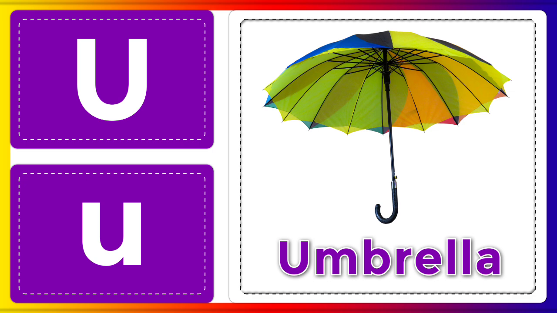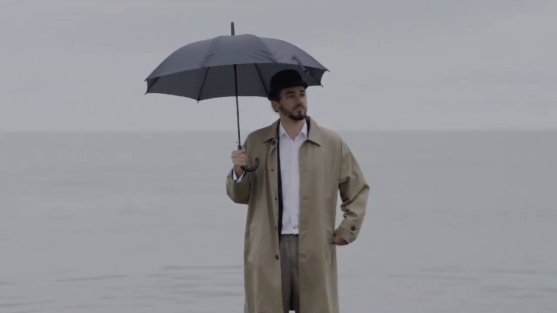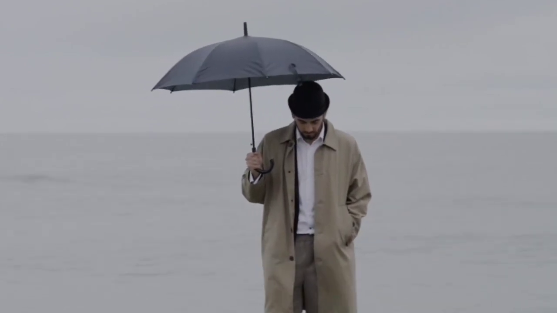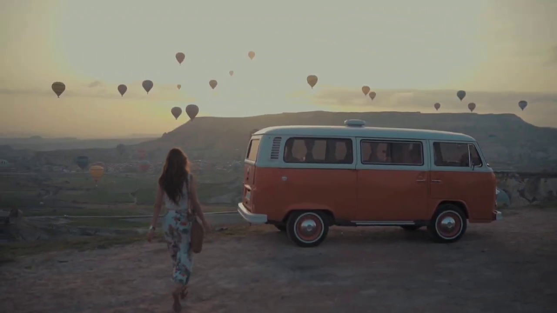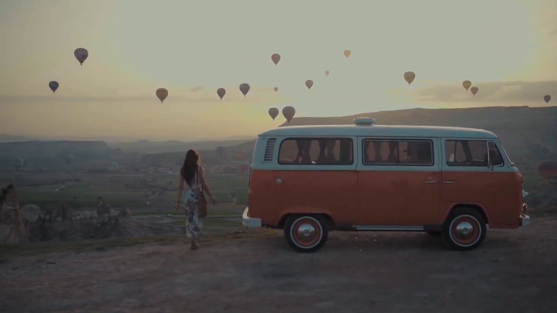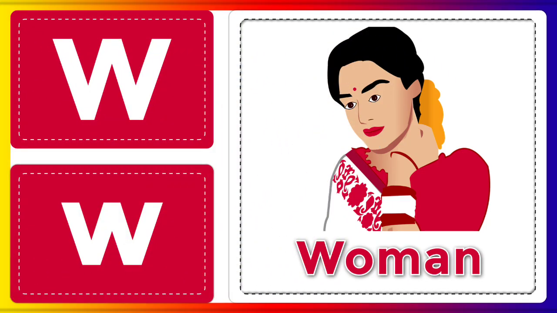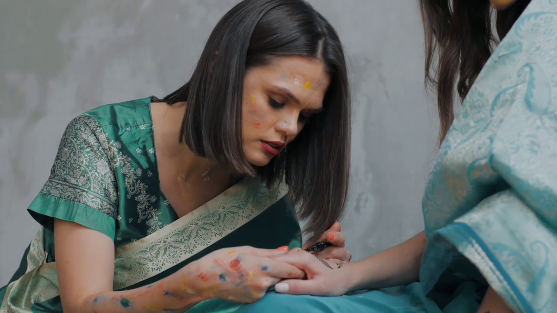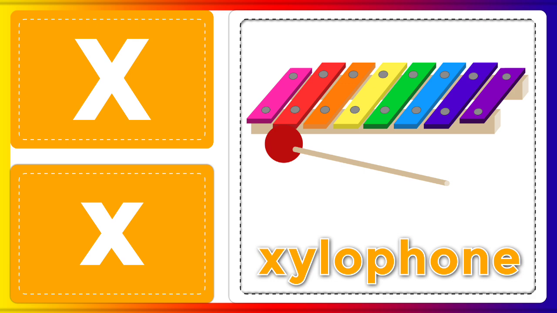U. U for umbrella. V. V for van. W. W for woman. X. X for xylophone.